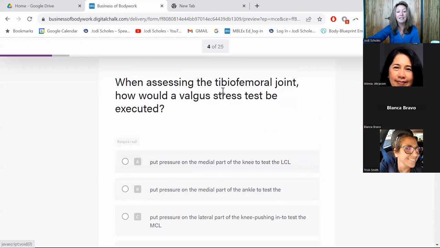When assessing the tibiofemoral joint, all right, in your chats, thank you for those answers, Blanca and Pumla. We had to take a nice guess, right? And I picked C, which was not right. Blanca, I think you got it right with the medial, the deltoid ligament. All right, here in the chat.